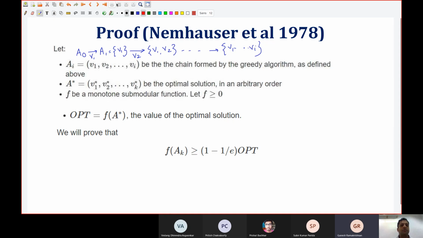Okay, so in an arbitrary order. So here the ordering doesn't matter in A star. In A1, A_i, the ordering matters. That's how you're constructing them. So OPT, f of A star, is the value of the optimal solution. Okay. A very important key step I'm going to outline here.